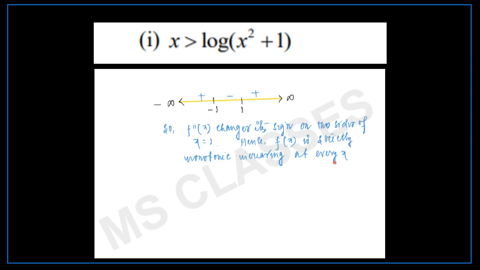So separately we can check for 1 also. So here f double dash changes sign on two sides of this. You write it down and then you see f(x) is strictly monotonic increasing at every x, and x equal to 1 is the point of inflection.